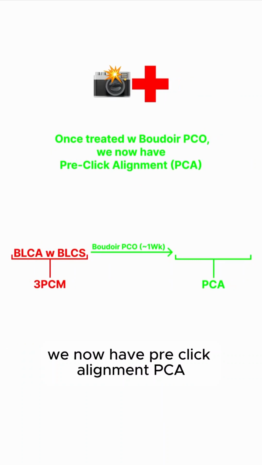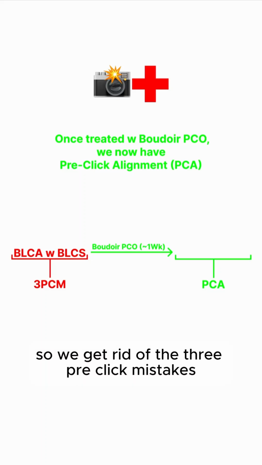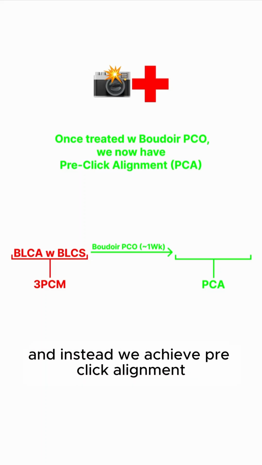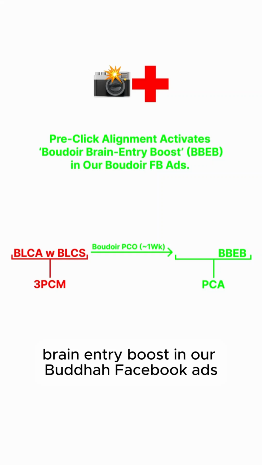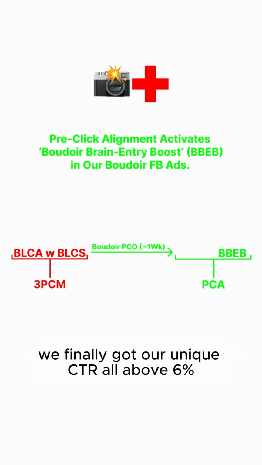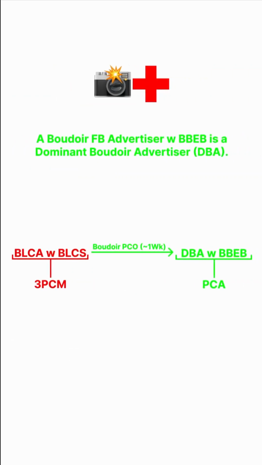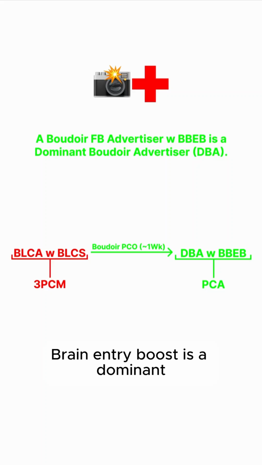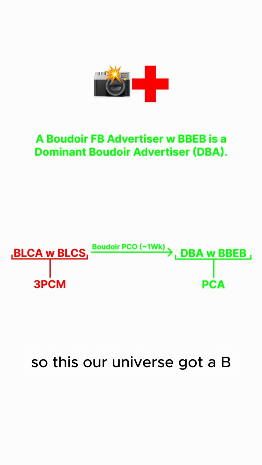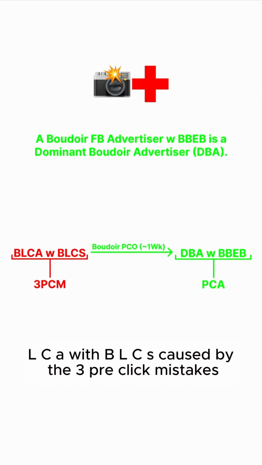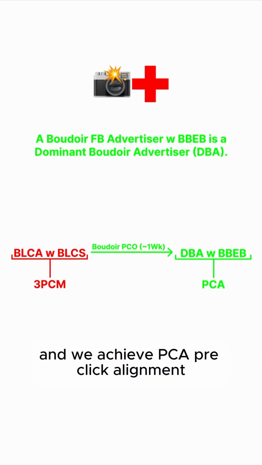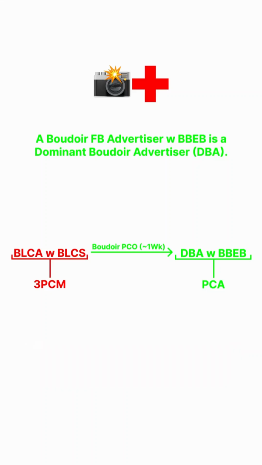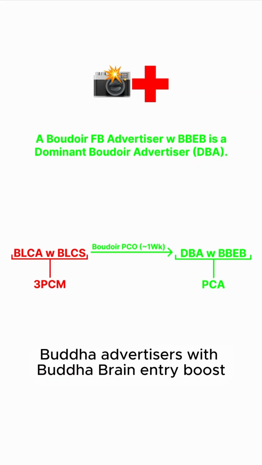And once treated with Boudoir Pico, we now have pre-click alignment, PCA. So we get rid of the 3 pre-click mistakes, and instead we achieve pre-click alignment. Now, pre-click alignment activates Boudoir brain entry boost in our Boudoir Facebook ads. It basically means we finally got our unique CTR all above 6%. And a Boudoir Facebook advertiser with Boudoir brain entry boost is a dominant Boudoir advertiser, or DBA. So this is our universe. Got a BLCA with BLCS, caused by the 3 pre-click mistakes. Solution is Boudoir Pico, takes about a week. And we achieve PCA, pre-click alignment, and we become dominant Boudoir advertisers with Boudoir brain entry boost.